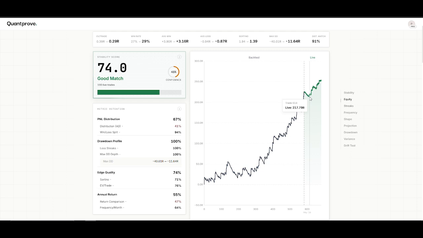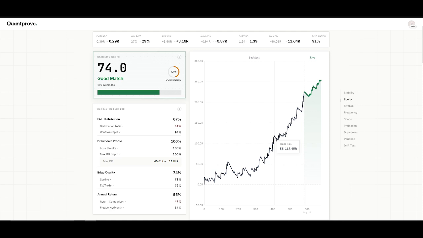Obviously, right here we go again. How big is your live sample size, and for how long has it been executed? This is very important, all right? It's not the same having a backtesting sample size of 400 trades for almost 9 years, and then a live sample size of 3 months with, let's say, 5 trades.